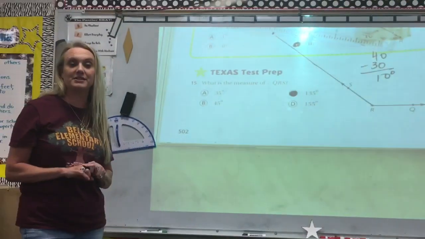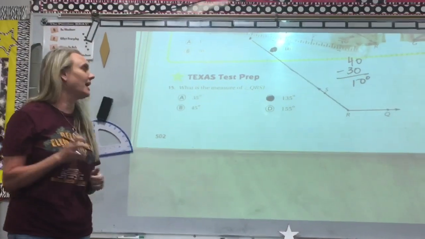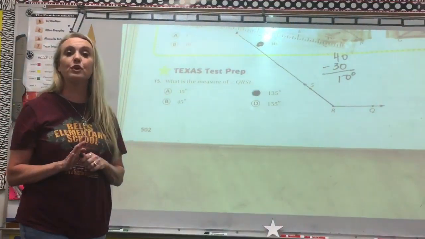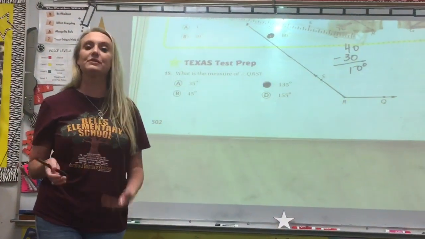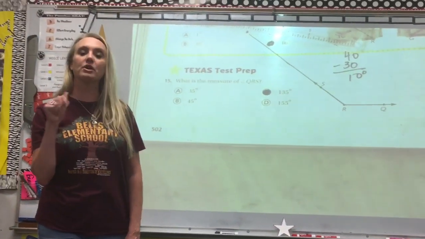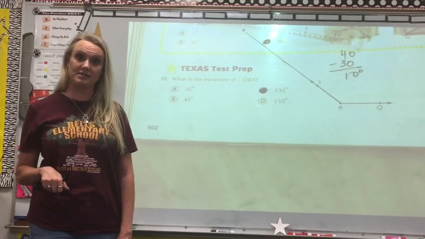135 degrees. Now for your practice today, I would like for you to get a plain sheet of notebook paper and just play around with the protractor, making different angles today and marking them with different degrees. Hope you have fun.